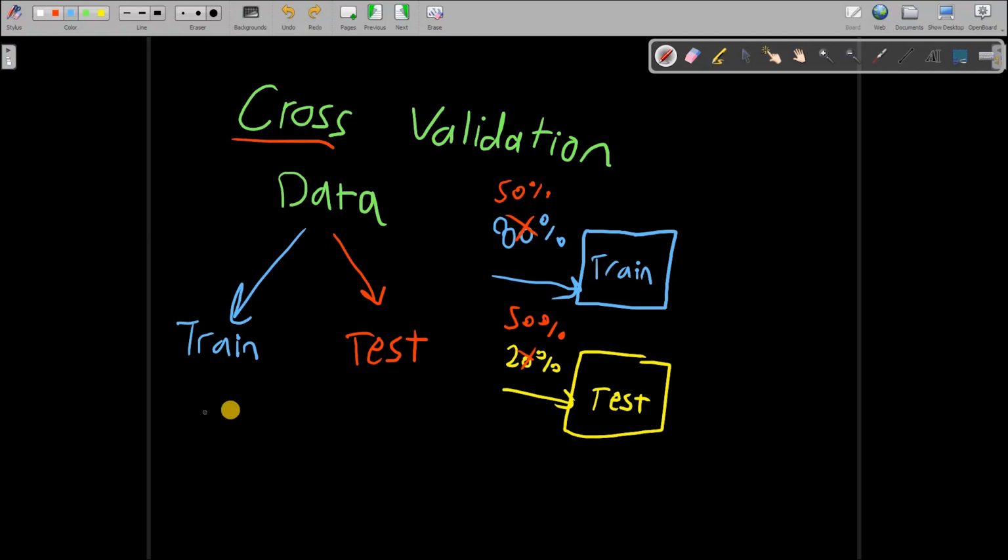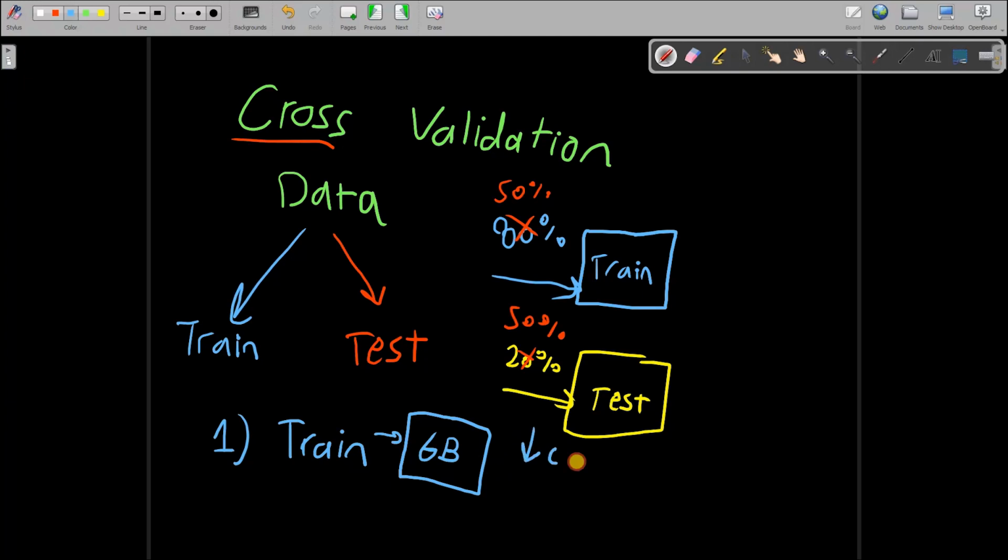Now, with cross-validation, we have two steps. Step one is I take my training data and I pass it to my, let's say, algorithm, be it Gaussian Bayes, be it anything, and then I evaluate with my testing data. We were doing that so far.